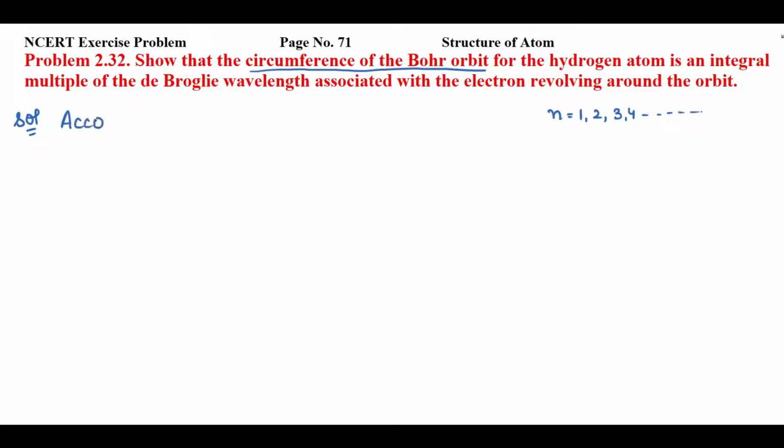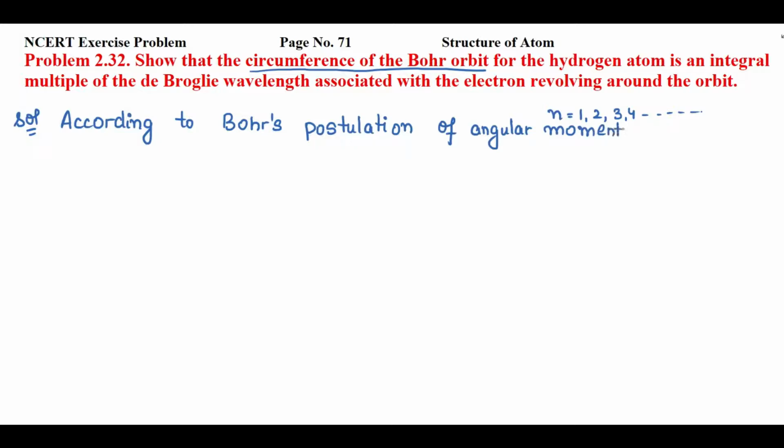So you can write according to Bohr's postulation of angular momentum. I know that expression will be mvr, that is angular momentum, equal to nh by 2 pi. This n represents the orbit in which this electron is revolving, right? And h is Planck's constant.